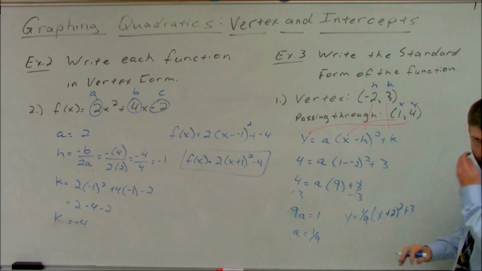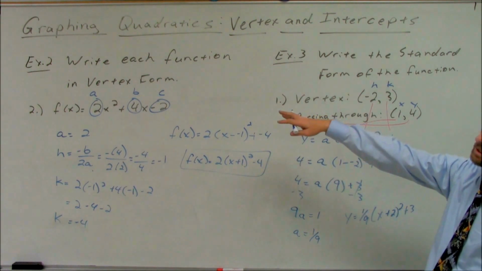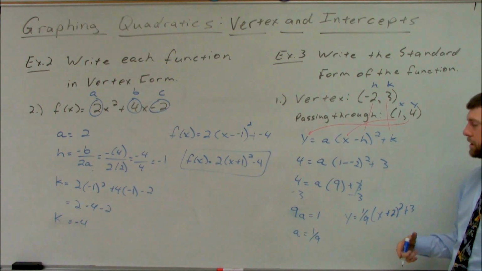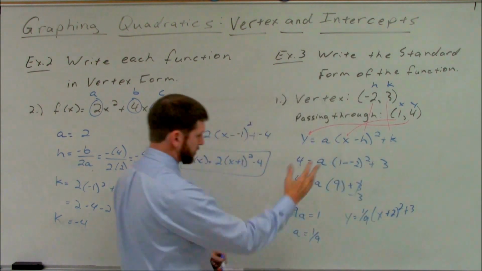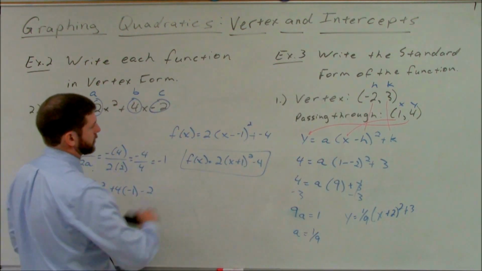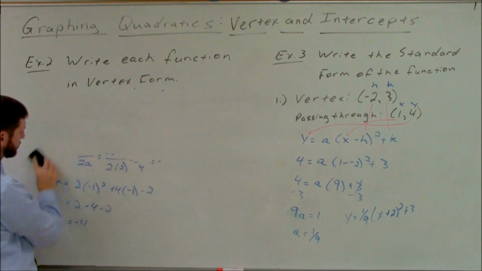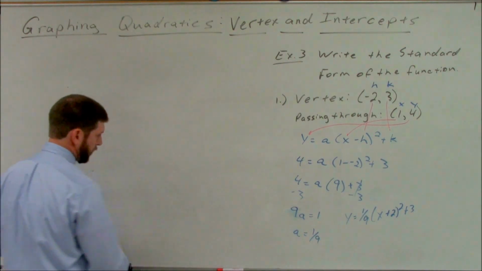So we have our vertex form. Now we need to turn that into standard form. Well, we know how to turn standard form into vertex form. Vertex form into standard form is even easier because you've been doing this since Algebra 1, and all it is is just distributing and combining like terms. So let's move it up here and give ourselves some room to work.